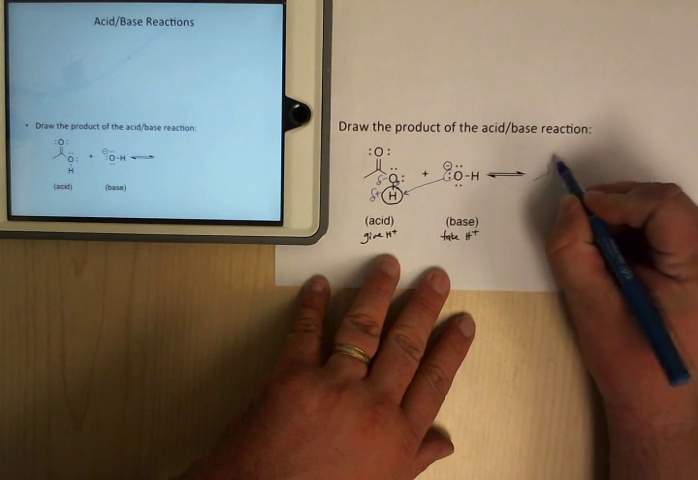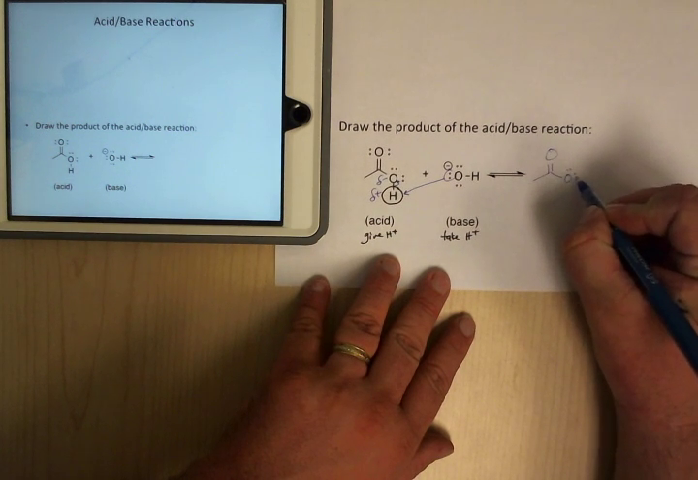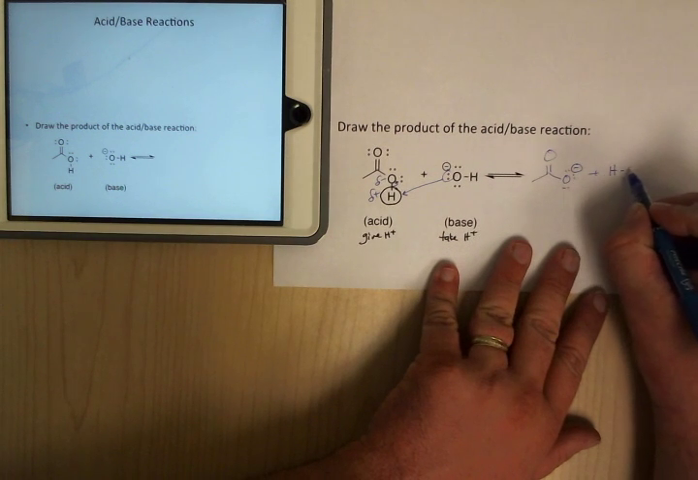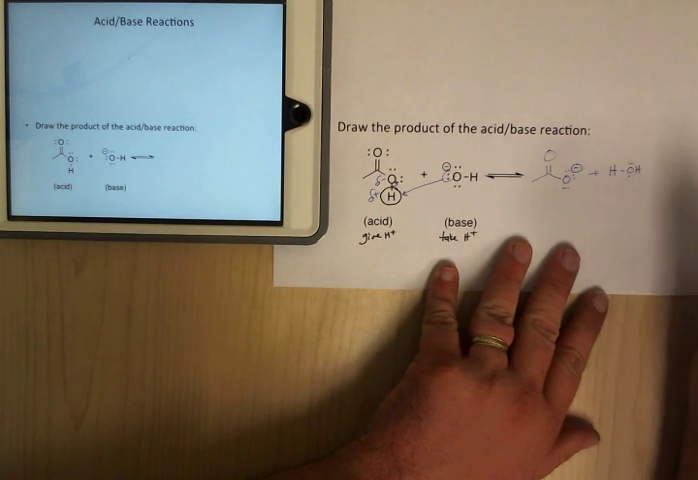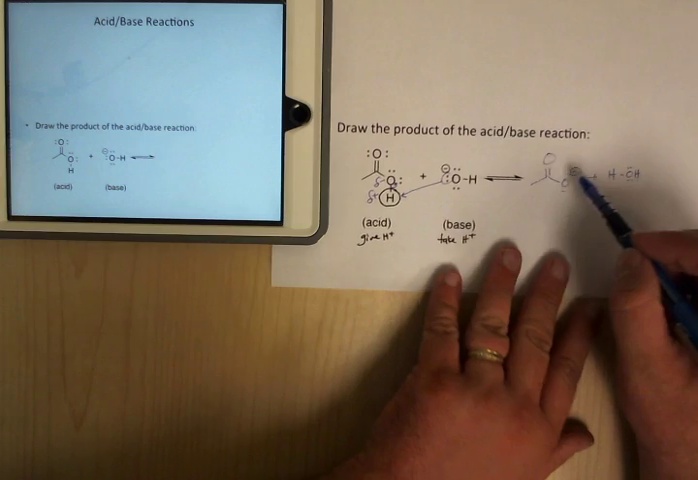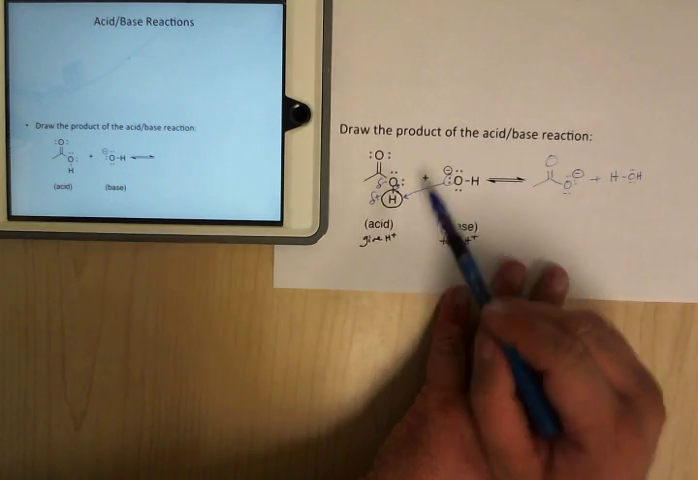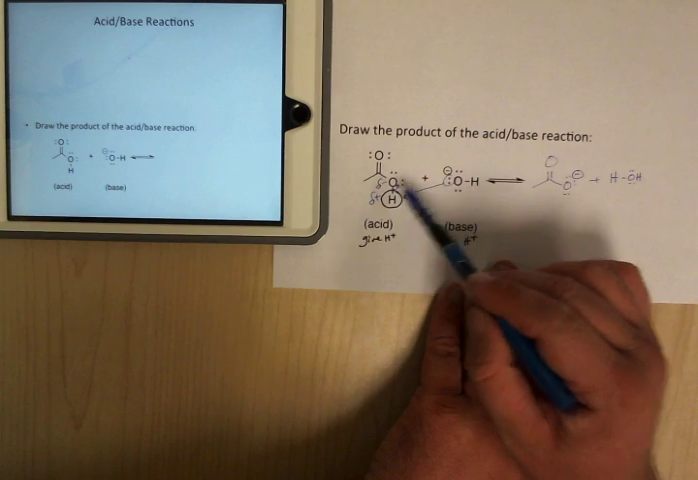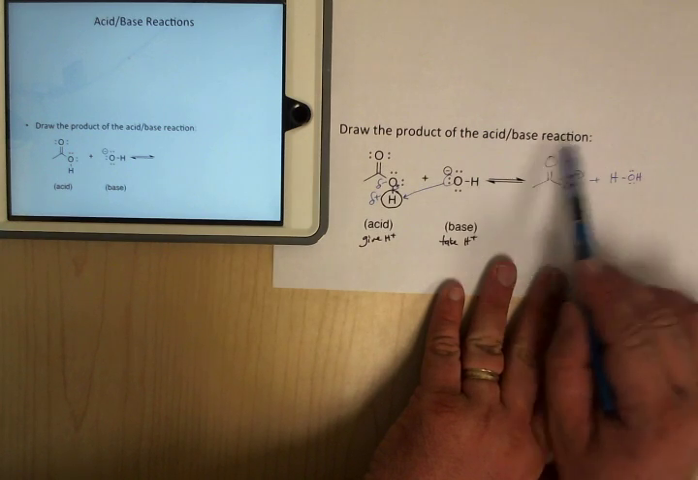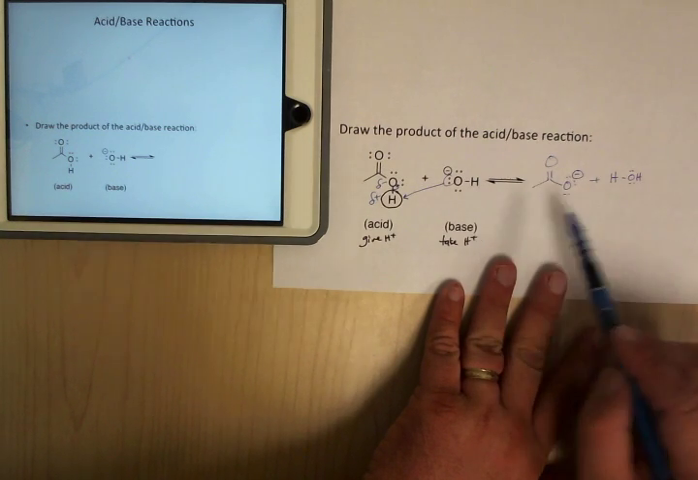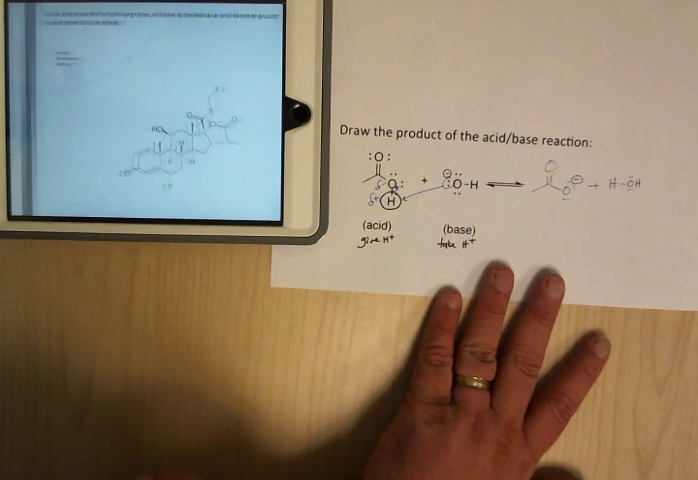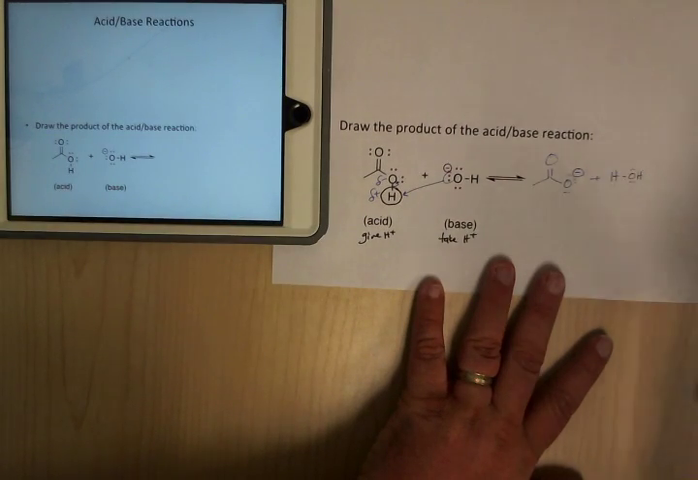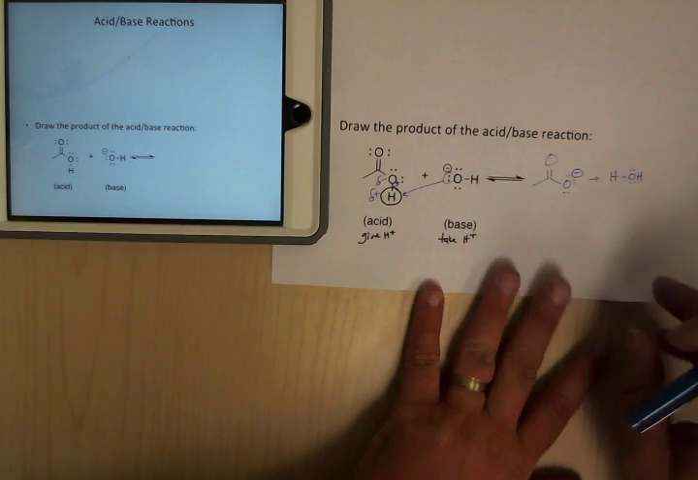So your 2 products are going to be this plus HOH. There you go. Notice how there's a negative charge here. So overall, there's a -1 charge on this side. There needs to be an overall -1 charge on this side, which we have. So there we go. I don't have that up there, but that's the answer. Okay.